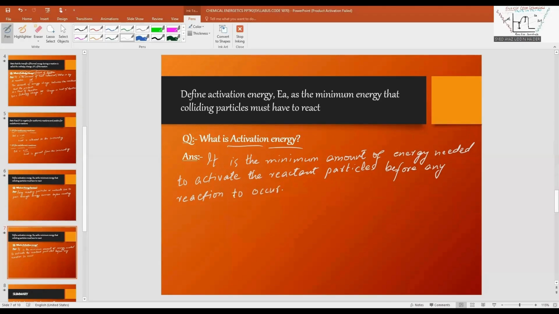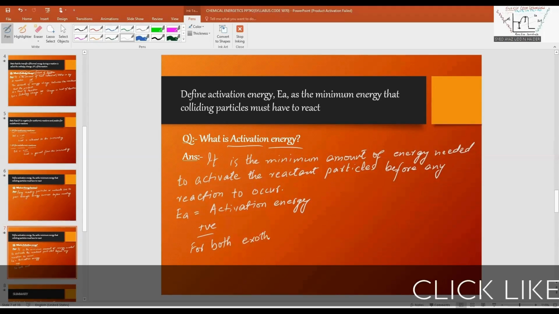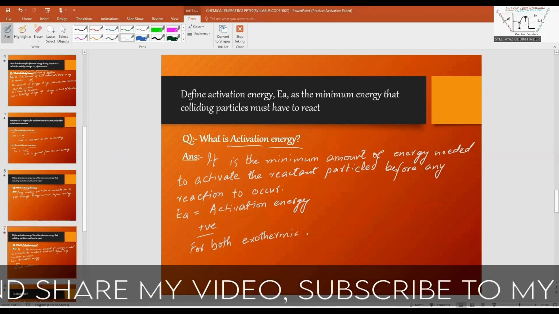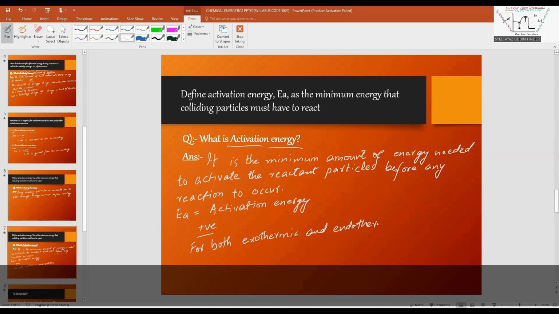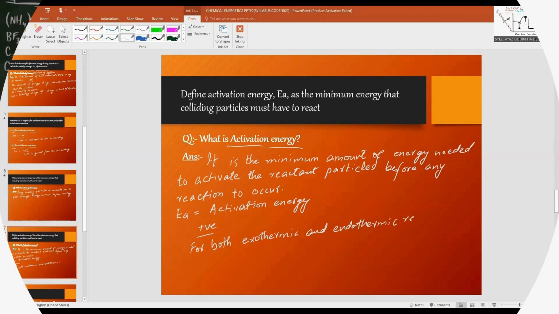It is represented by EA, activation energy. EA is always positive, whether it's an exothermic reaction or an endothermic reaction, for both exothermic and endothermic reactions.